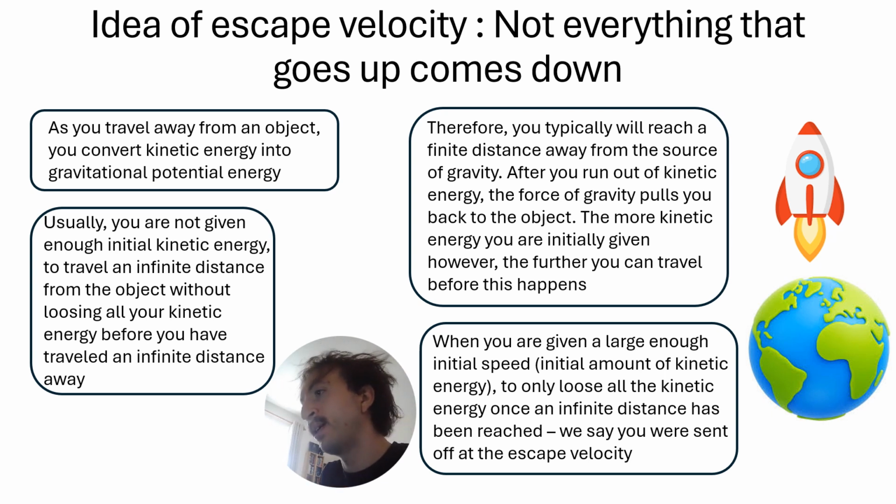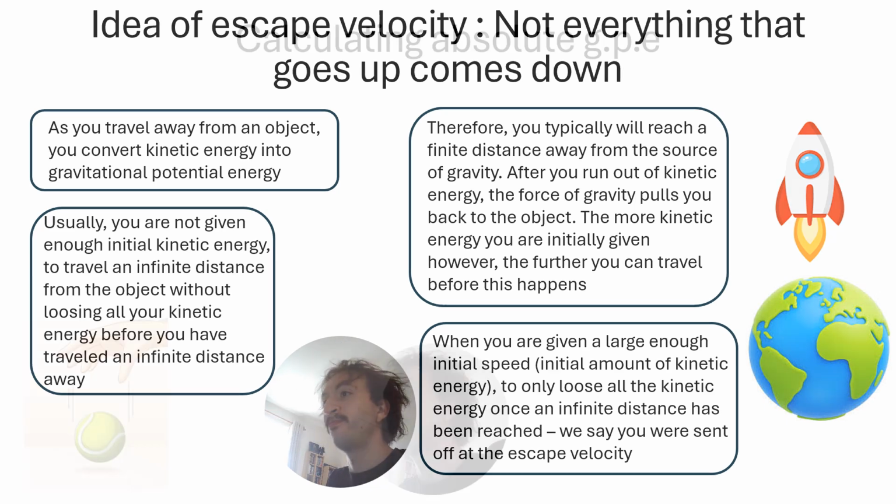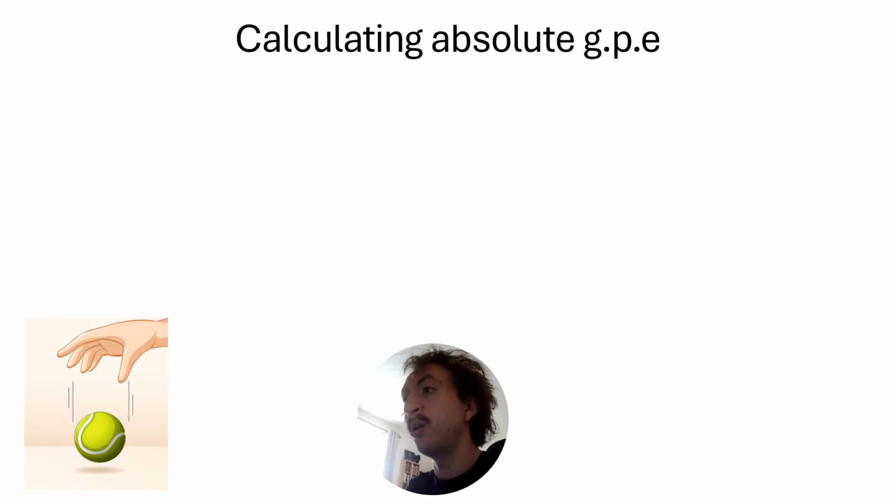But the point is, there is a finite energy and therefore finite velocity at which, if something initially has this, it will be able to travel all the way to infinity and will never come back down. So now we're going to look at calculating the gravitational potential energy. And we'll do this because you're probably very familiar with the kinetic energy.